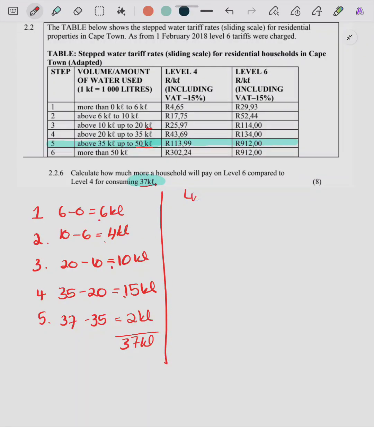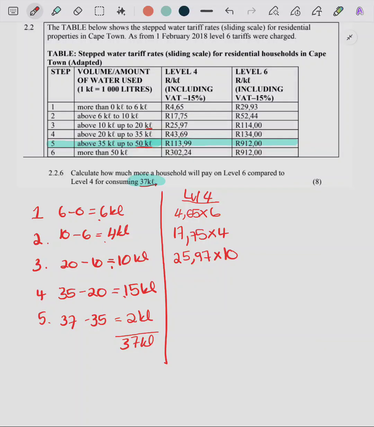And for level 4, I'm going to start. Step number 1 was 4,65, so I'm going to go 4,65 times by 6 kiloliters. Step number 2 was 17,75, and I'm going to say that's times by the 4. Step number 3 is 25,97, and I'm going to times that by 10.